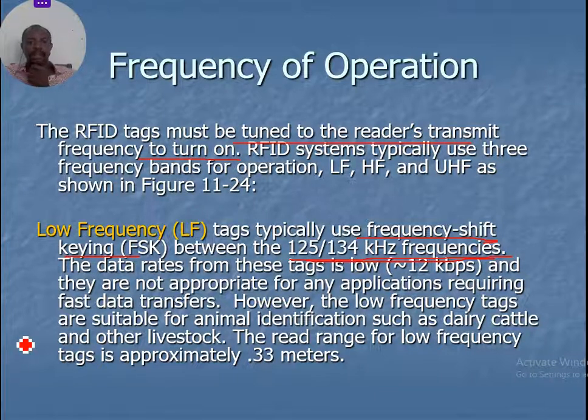However, the low frequency tags are suitable for animal identification. You can use them to identify animals, such as dairy cattle and other livestock. Now, the read range for low frequency tags is approximately 0.33 meters. If you multiply by 100, that will be about 33 centimeters, about within 30 to 50 centimeters. That's low because it's 0.33 meters, which is around 33 centimeters. Is that okay? Now let's move on.